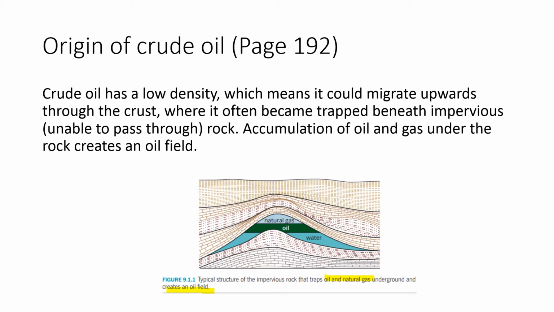So if oil and natural gas are trapped underground for a long period of time, you're talking about millions of years under high pressure and temperature, eventually they will be turned into hydrocarbons in this particular scenario. Move to the next slide.